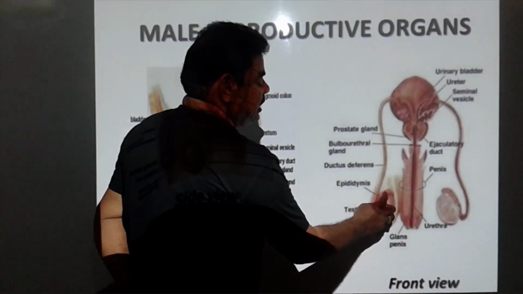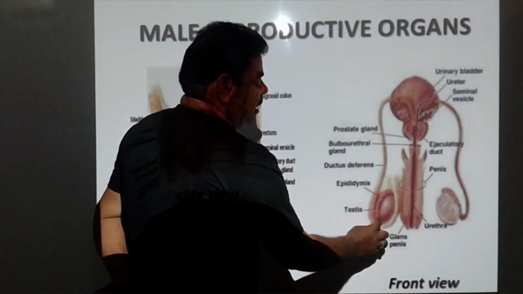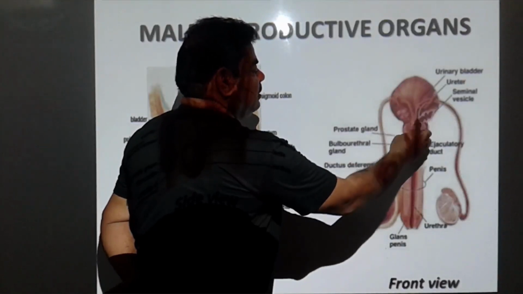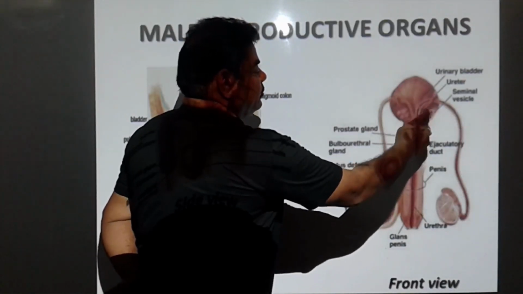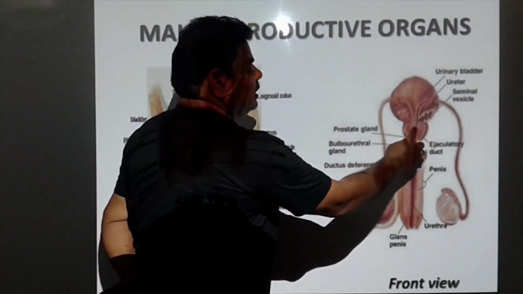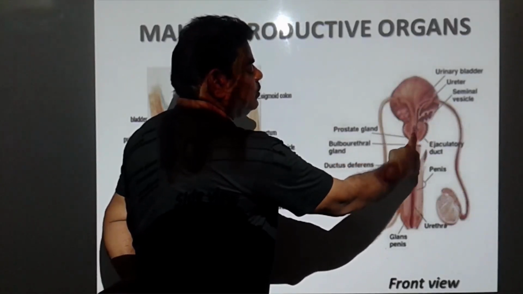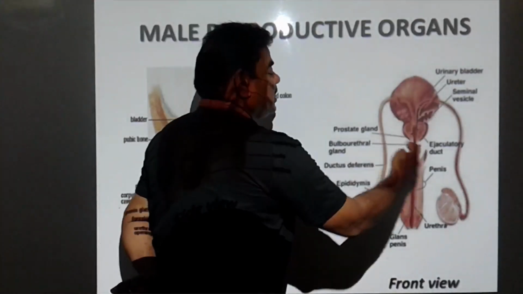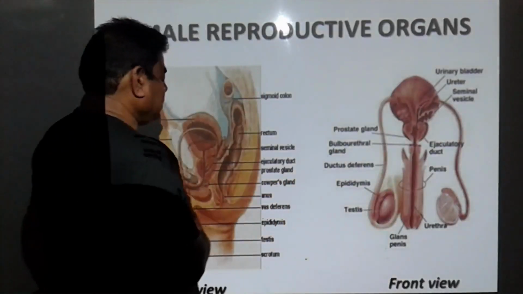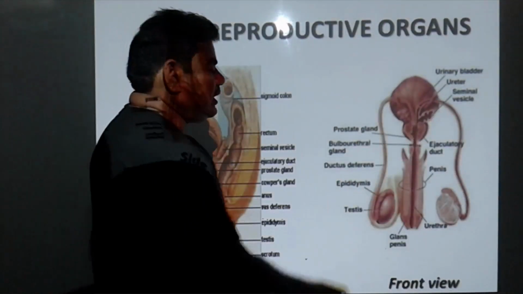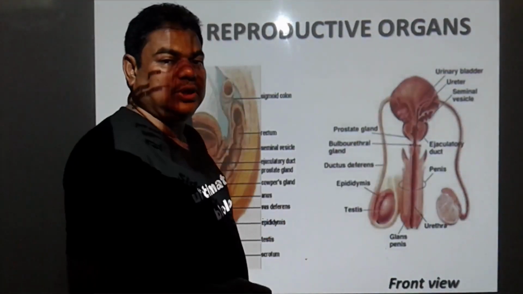The epididymis leads into a common duct, which we call the vas deferens. It surrounds the urinary bladder and fuses with the seminal vesicle. This duct forms a common duct, which we call the ejaculatory duct, and it opens into the common passage we call the urethra. Three glands are associated with the male reproductive system: the seminal vesicle, the second, the prostate gland, and the third, the bulbourethral gland.